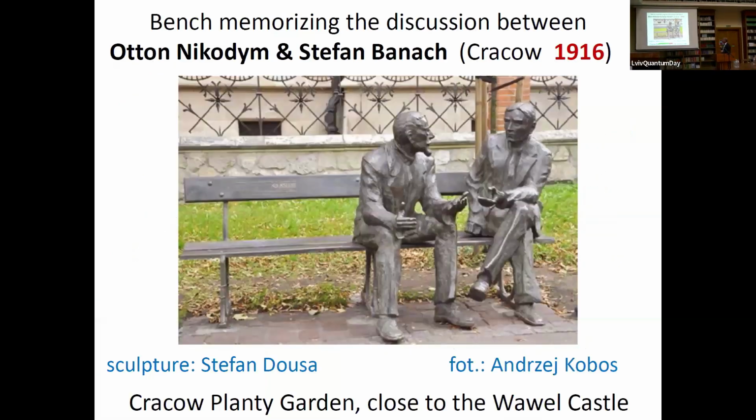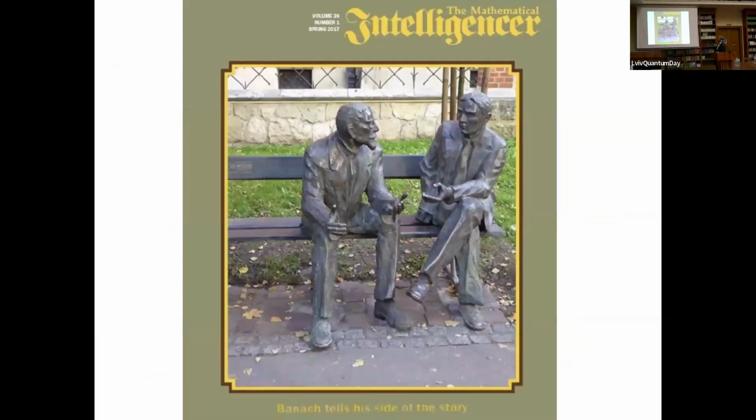this field. And I will finish by showing you again this picture of the bench of Banach and Nikodym, as you see the final version of this picture I showed at the very beginning. So if you ever visit Krakow, it's very close to the center, to the Wawel Hill. It's nice to go there and see it. And here, just to mention the famous mathematical journal, Mathematical Intelligencer. Also, they were on the cover story. Thank you very much.